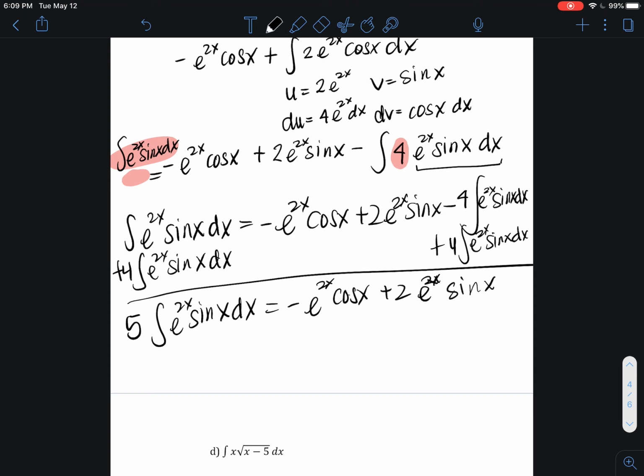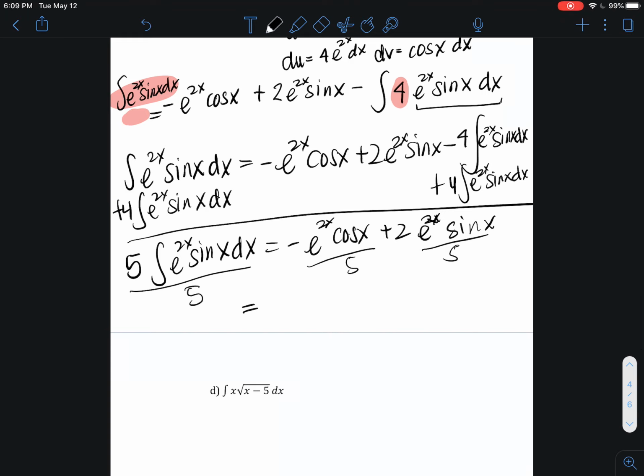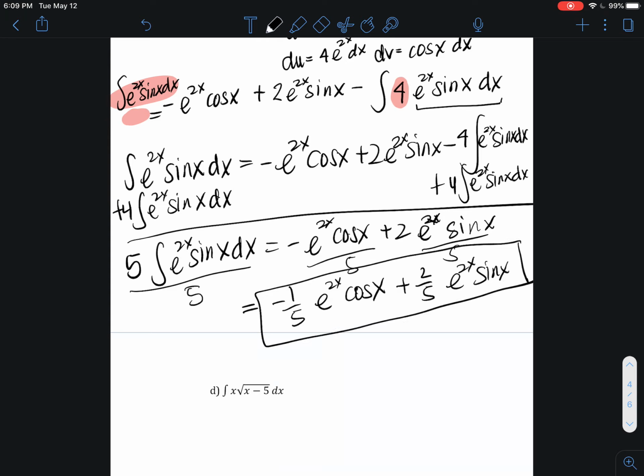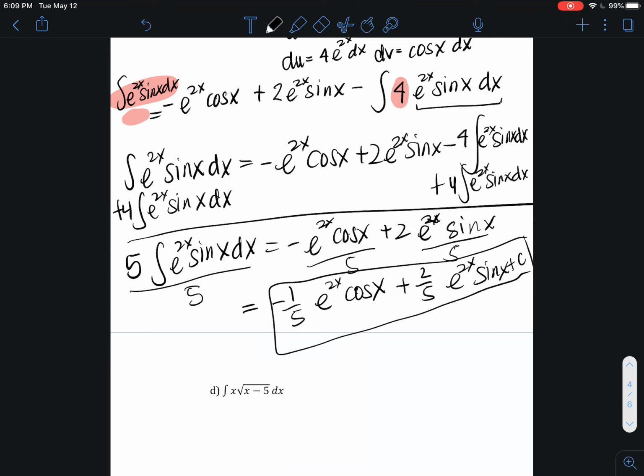And then I'm going to divide every term by 5. And that's going to give me my equals value on the left hand side, sorry. So I get negative 1/5 e to the 2x cosine x plus 2/5 e to the 2x sine x. And that'll be my final answer. Oh, I forgot something. Plus c. That's my final answer.